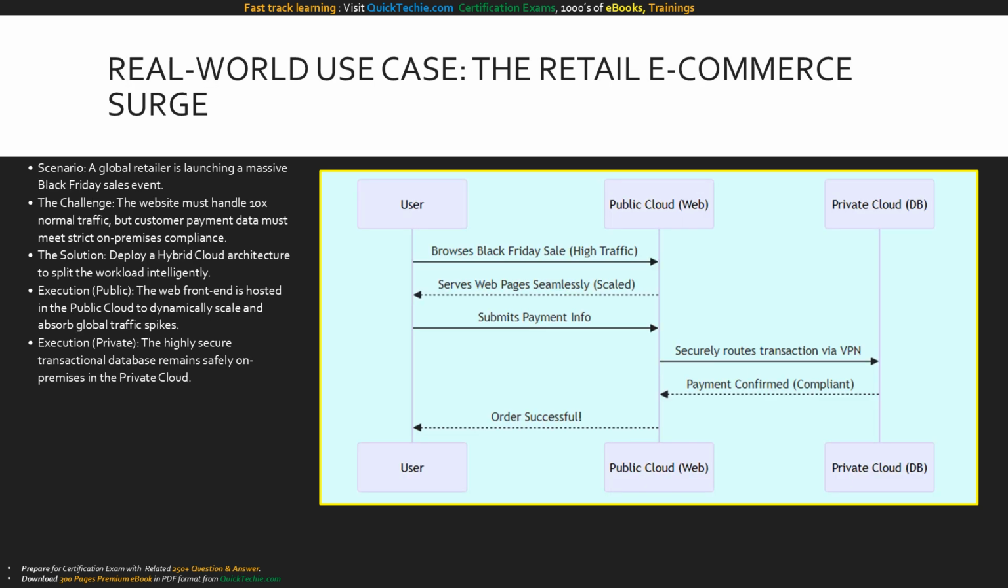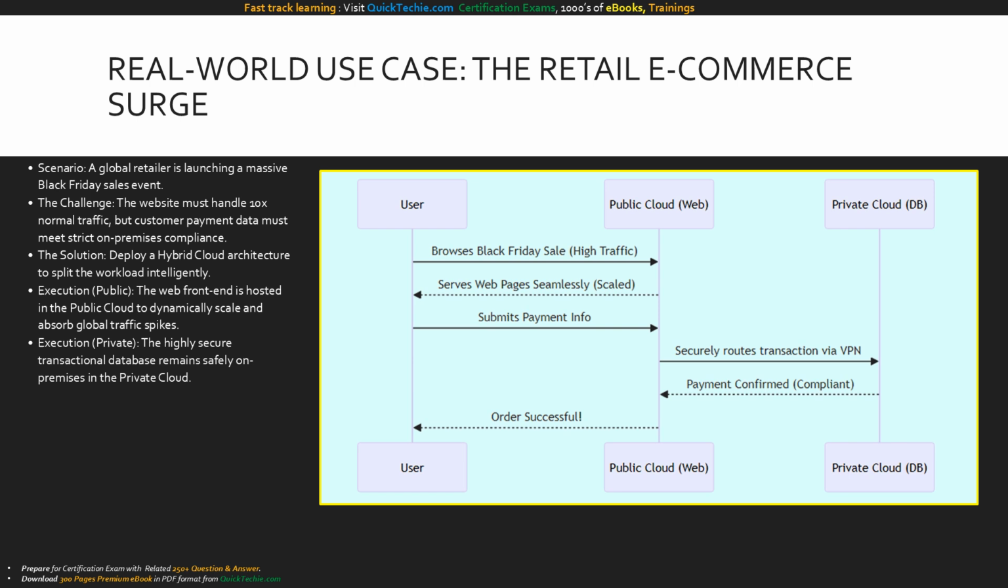Let's tie all these concepts together with a highly practical, real-world use case: the retail surge. Imagine a global e-commerce retailer running a massive Black Friday sale. They face a severe dual challenge. Their website must instantly scale to handle 10 times the normal user traffic, but their customer payment and financial data must remain under strict, private compliance controls on premises.